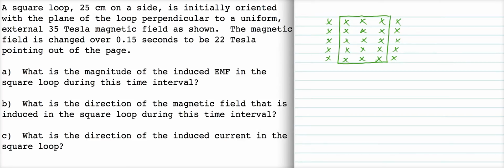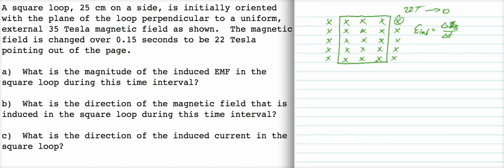Okay, so let's see here. We've got to find the magnitude of the induced EMF during a time interval where this magnetic field here of 22 Tesla is going away, drops down to 0. Okay, so the induced EMF goes as N delta phi B over delta t.